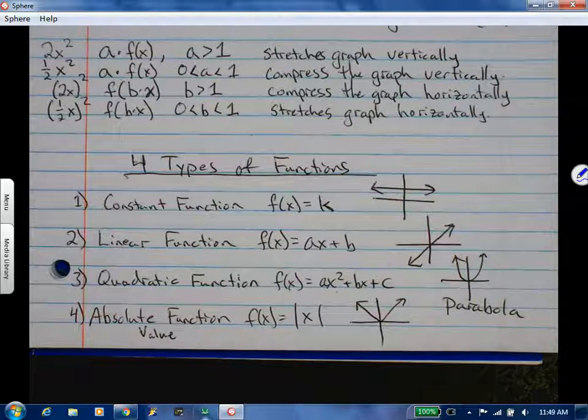That's all you were doing yesterday, other than the vertical lines that you're throwing in there. You were doing parabolas. Parabolas can both go up or both go down. And then absolute value, which is what we did Tuesday.